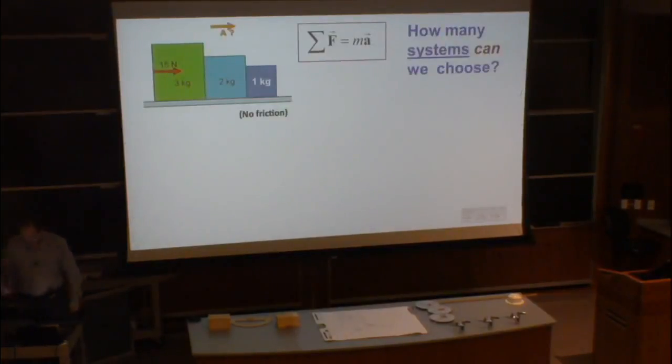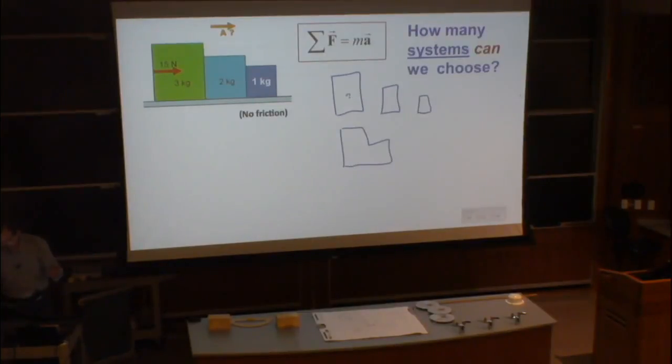Well, it's not a question to answer for you, just think: how many systems could you choose now? Box one, one system; medium box, second system; box three, third system. Where else? Are we done? No. For example, we can combine these two together. Or we can combine these two together. Else? All three together.